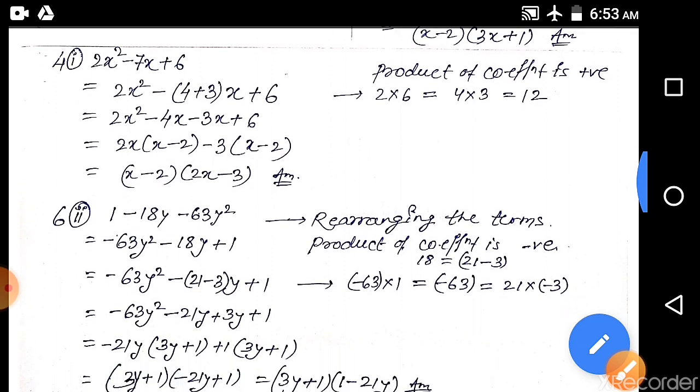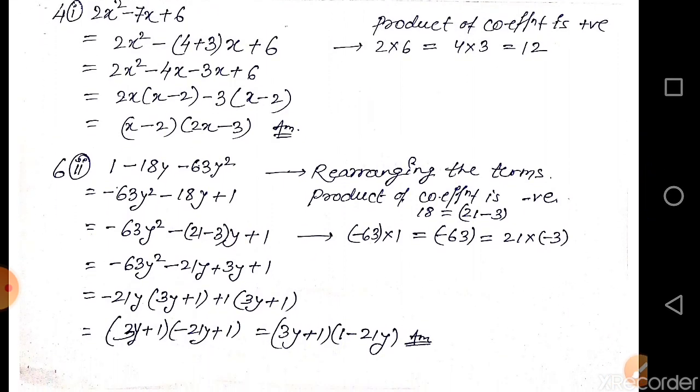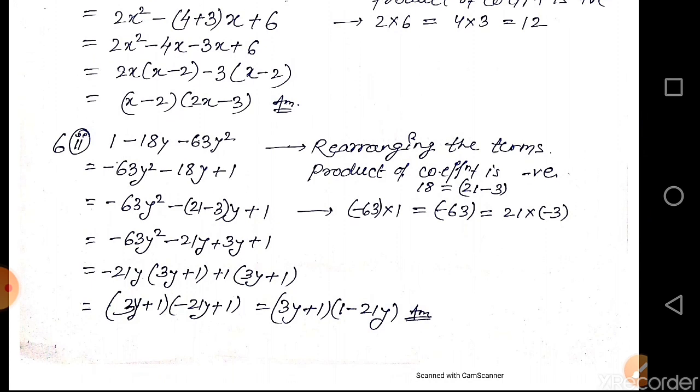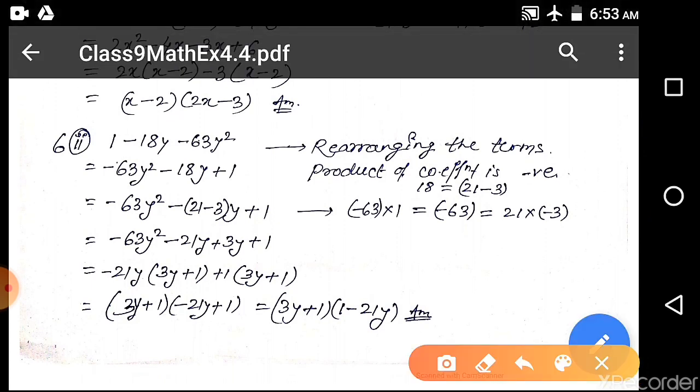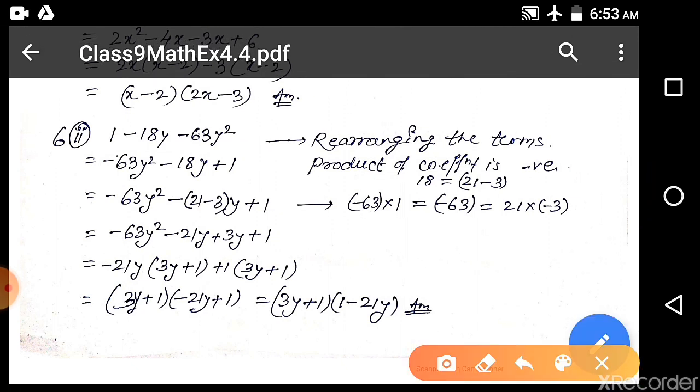Now see the next question. It is question number 6, because you can solve questions number 5 and 6 yourself. So see this question. Here we have the trinomial 1 minus 18y minus 63y square. Here we will rearrange the terms. It is not exactly required, but I have rearranged the terms to make it in the general form ax square plus bx plus c. So there is no problem, you can easily understand this.